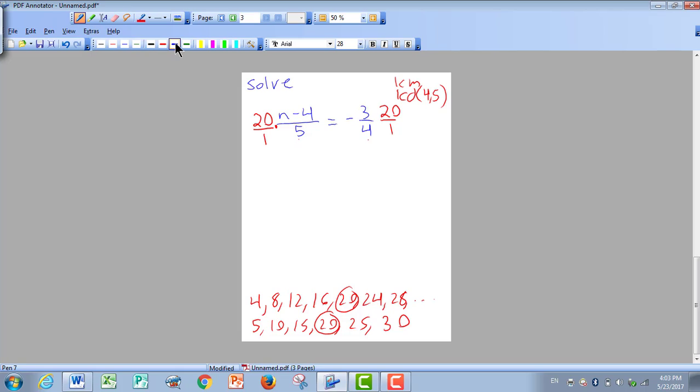Okay. So on the left, we get 20 times (n minus 4) over 5 equals 20 times negative 3 is negative 60 over 4. So now we can look at this. 20 divided by 5 is 4, so 4 times (n minus 4). And negative 60 divided by 4 is negative 15.